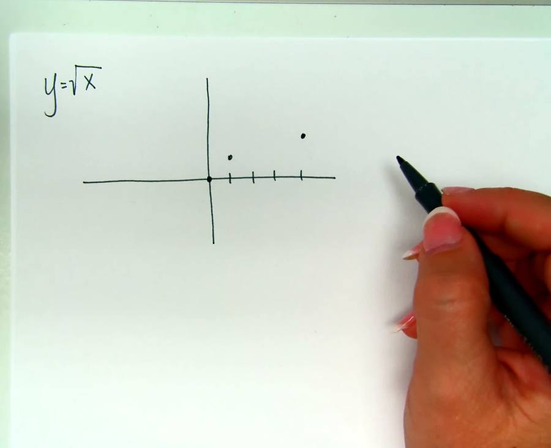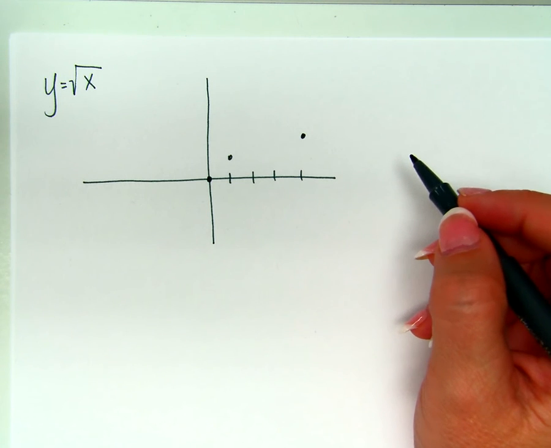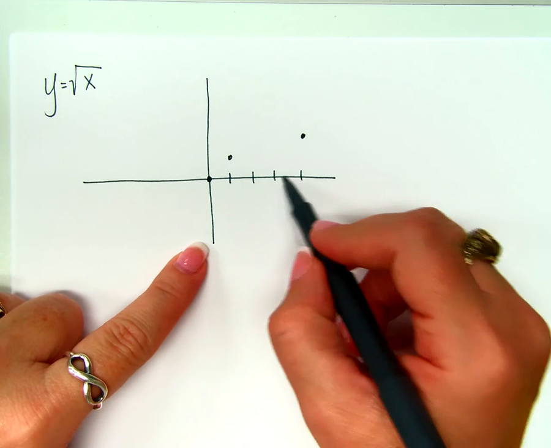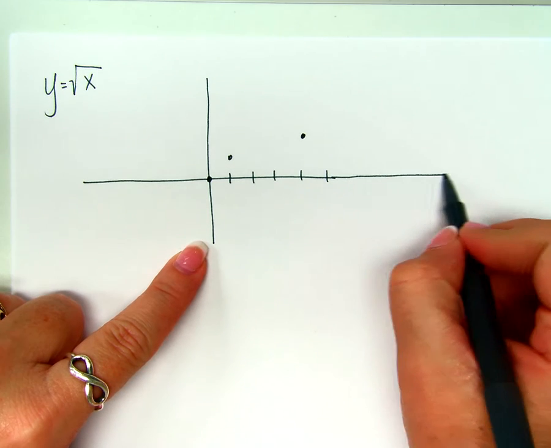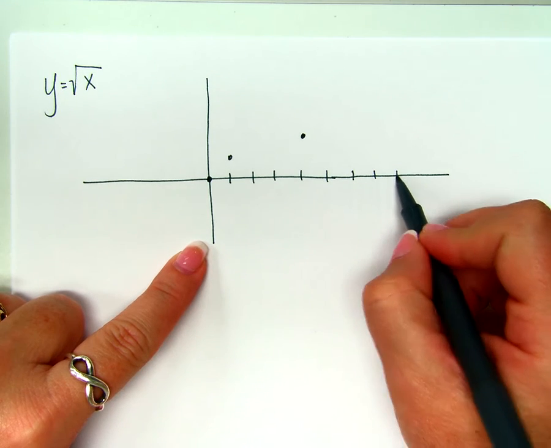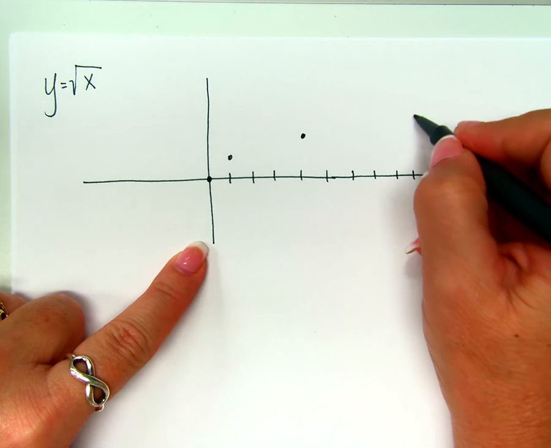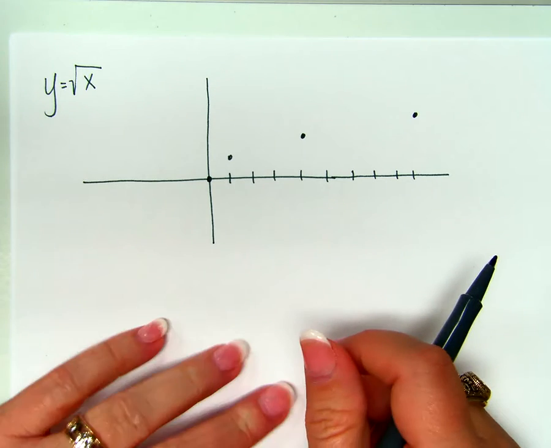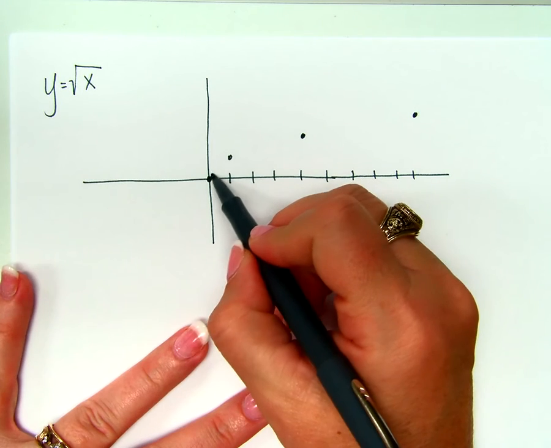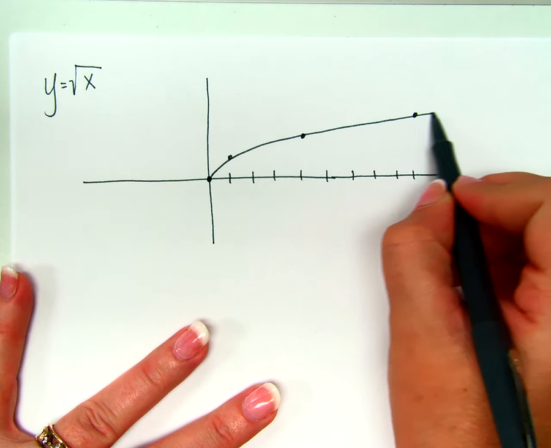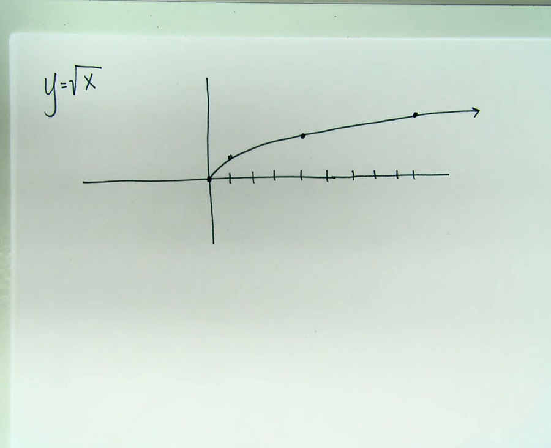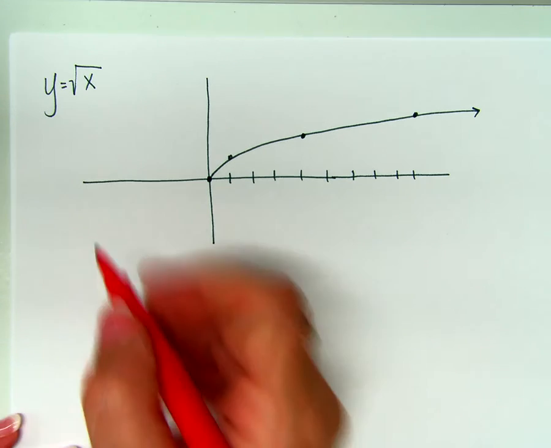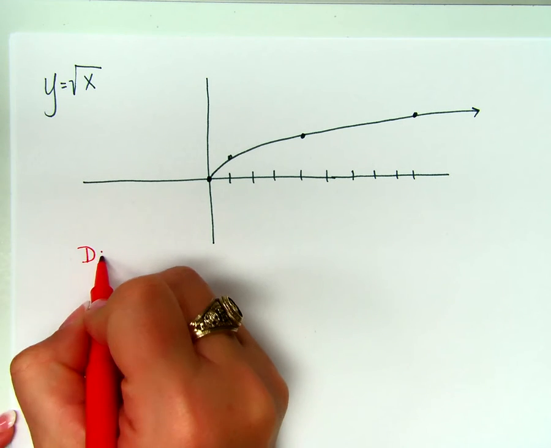What else am I going to choose, you think? 6. You know the square root of 6? No. Okay. 1, 2, 3, 4, 5, 6, 7, 8, 9. 9 and 3, right? So the parent function looks like this. Agree or disagree?